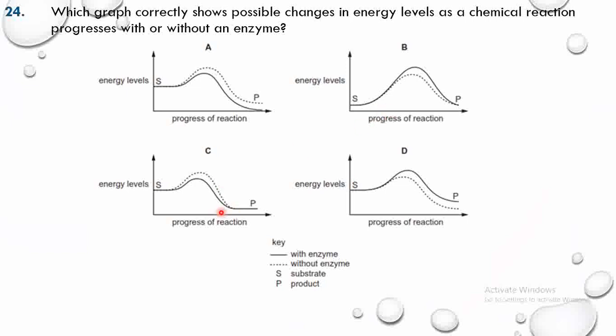What's the difference between this and this? Because enzyme lowers activation energy, and there is the thick line. You can see, if you check here, this should have a lower activation energy. But this is telling us the enzyme uses high activation energy. So it should be C.